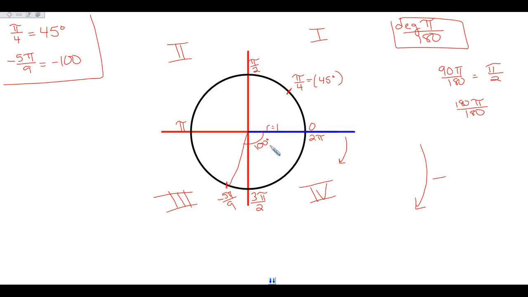Rotations are always counterclockwise unless you're told specifically to go clockwise. The same thing happens with radians. You're always going counterclockwise unless the negative tells you to go the other way. We can also see measures that are greater than 360 degrees. All that means is that we start here and we go around the circle more than one time.